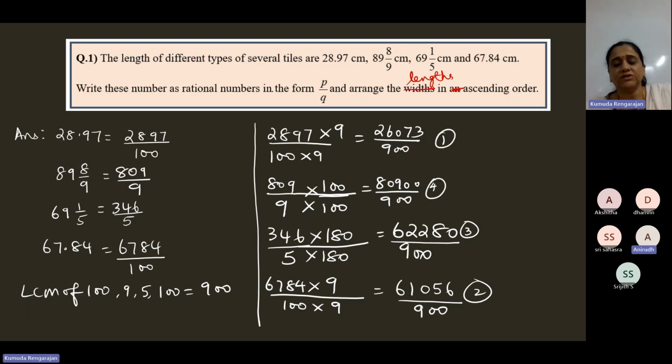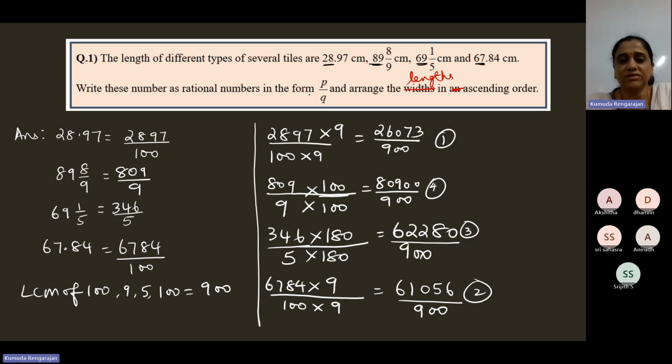Actually, now we have followed the instructions in this question to compare. Otherwise, you don't have to do all this. Somebody's mic is enabled, disable your mic. Just by looking at the numbers, because this is 28, this is 89, this is 69, this is 67, you can directly arrange them. You don't have to do this lengthy procedure. Ma'am, if it is an MCQ, can we just put it?